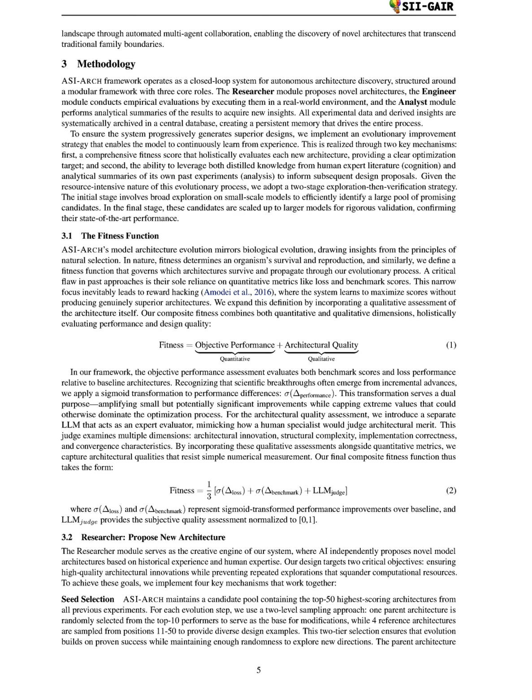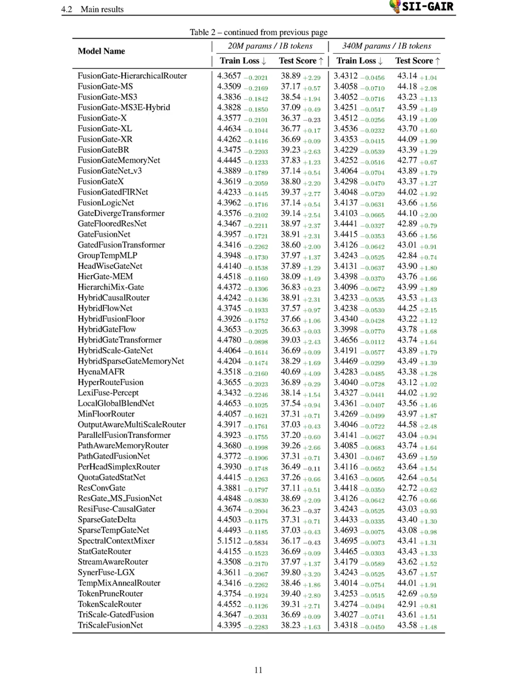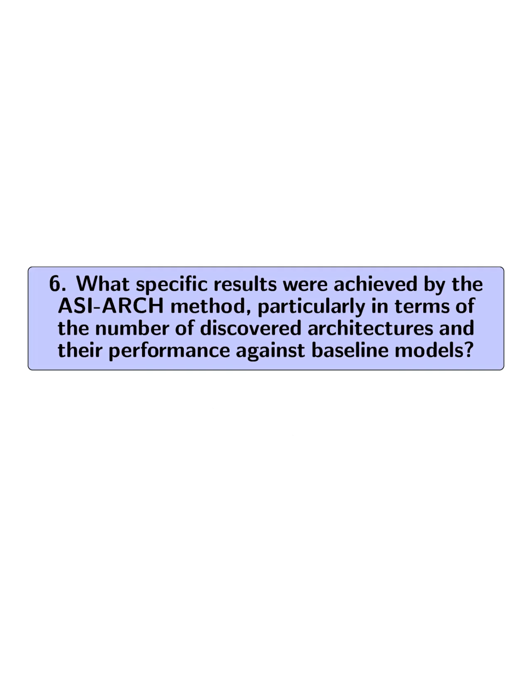The evaluation metrics included quantitative assessments of benchmark scores and loss performance, alongside qualitative evaluations by an LLM as judge, which considered architectural complexity, computational efficiency, and novelty. This rigorous experimental design ensured that the architectures not only met performance standards, but also contributed innovative advancements in neural architecture design. 6. What specific results were achieved by the ASI-ARCH method, particularly in terms of the number of discovered architectures and their performance against baseline models?